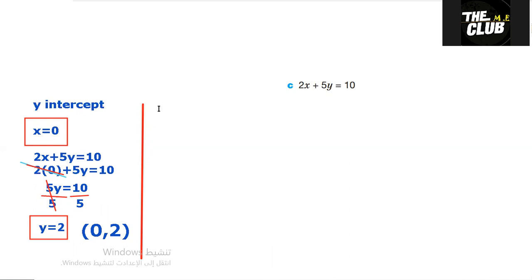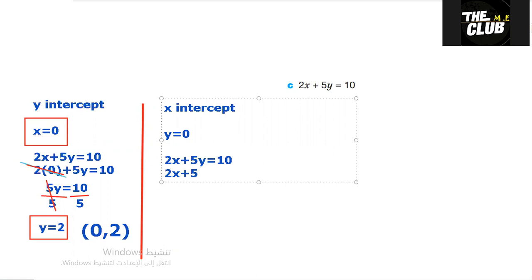Yes. So, x-intercept. We said that the x-intercept means y equals 0. Now I'm going to use the equation. So 2x plus 5y equals 10. Same idea. Instead of the y, I'm going to put 0. So 2x plus 5 times 0 equals 10. Now, 5 times 0 is 0. So I'm not going to use it anymore. So I have 2x equals 10. So 2x equals 10. Now I'm going to divide both sides by 2.